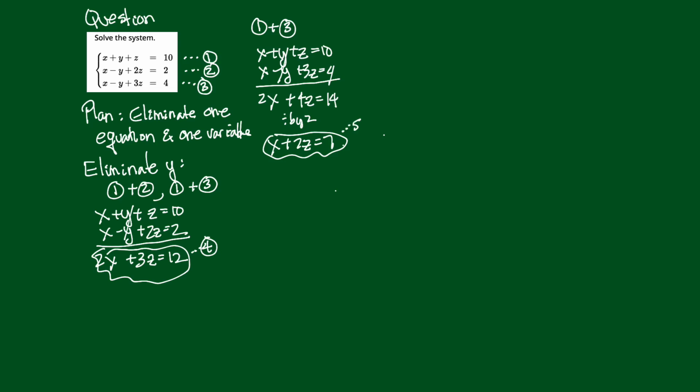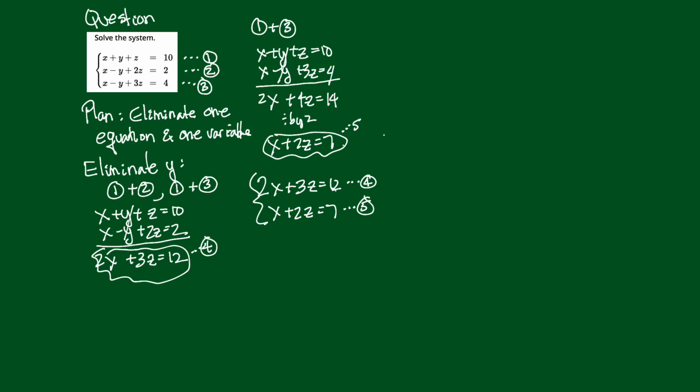So now I have this new system, equations 4 and 5. I'll write them here. We have 2x plus 3z equals 12, that's our equation 4. And then we have this new one, x plus 2z equals 7, that's our equation 5. And there's our new system. So now it's just like a new problem. Now I have to solve this. I could use substitution, because I just got a 1x. It's easy to solve this for x. But I think what I'm going to do is just use addition.